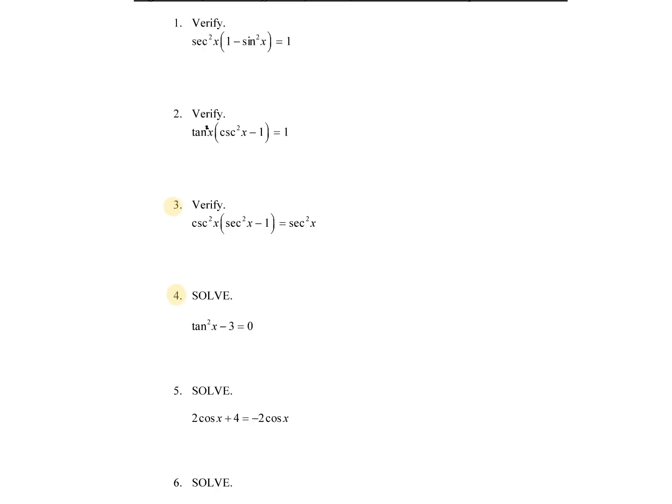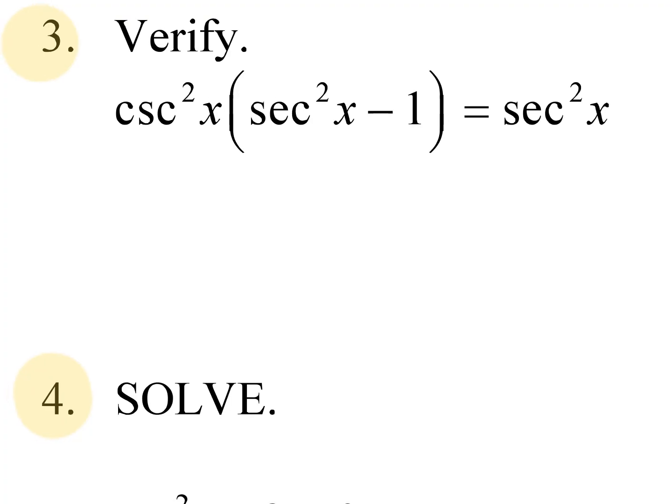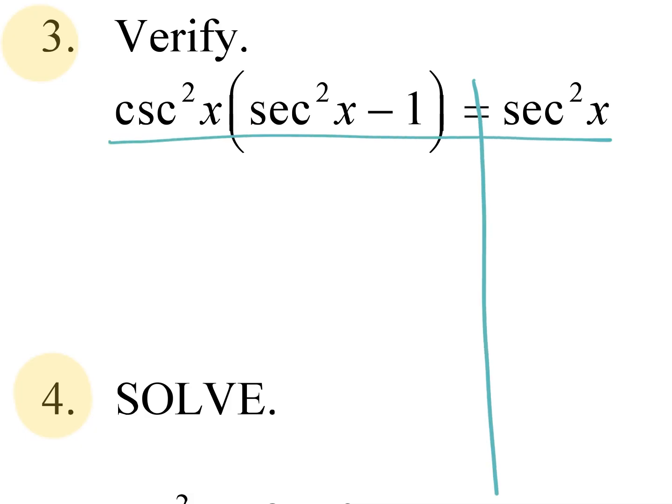So let's start with number 3. You're going to have a question on the test where you have to verify. So you're going to get everything that's on the last page on the review. You'll get all your identities. When we verify, we're going to put a brick wall right down the equal sign. Our goal is to make the left side of the equation the same thing as the right.